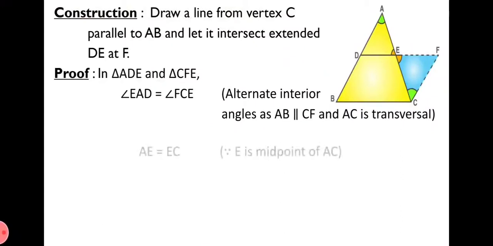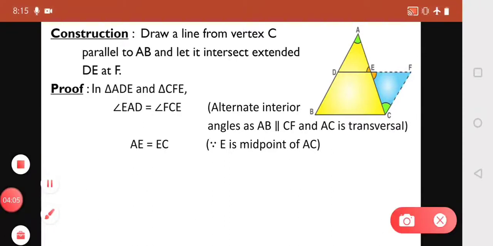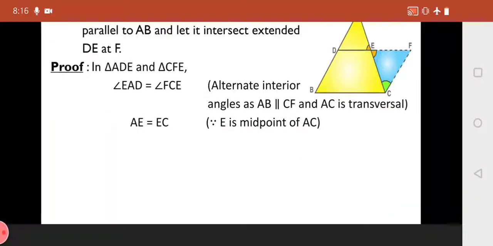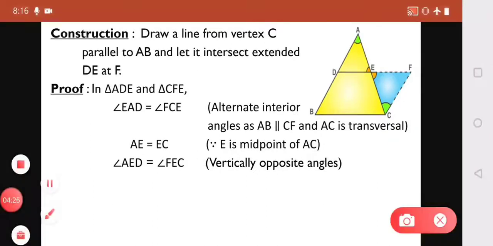Second equality, that is AE equal to EC. Why? Because E is the midpoint of AC. As E is the midpoint of AC, we will get AE equal to EC. This is the second equality. Third, angle AED equal to angle FEC. Yes. Why? Because they are vertically opposite angles. Here you can see angle AED equal to angle FEC. These both angles are equal as they are a pair of vertically opposite angles.